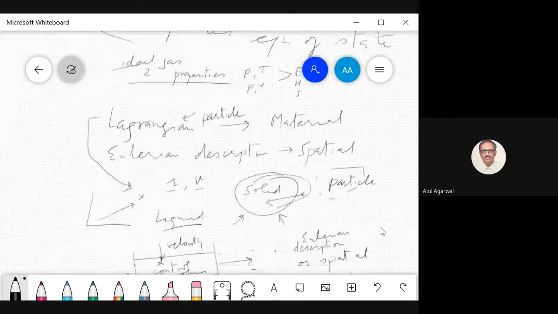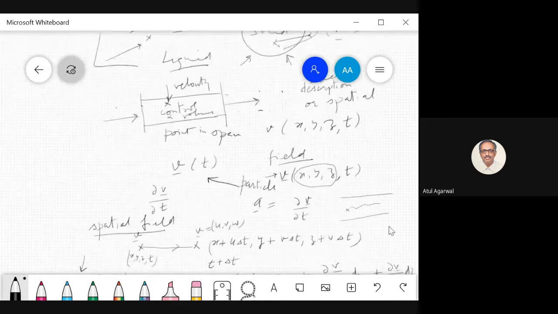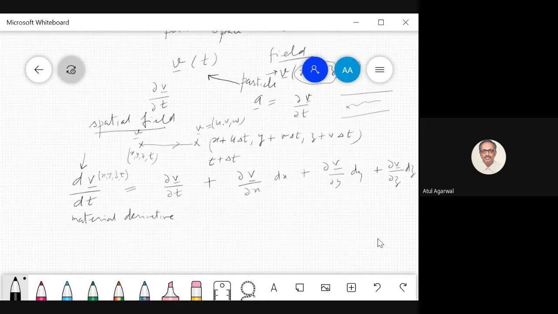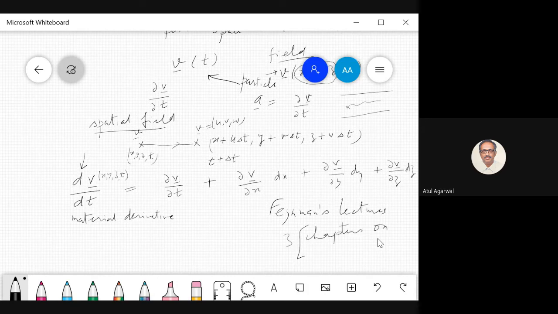Has anyone read Feynman's lectures in physics? If you have got them, he has written there are 3 chapters on fluid. You can look at them.